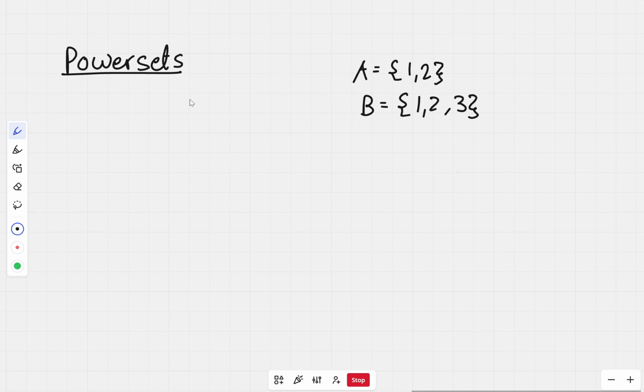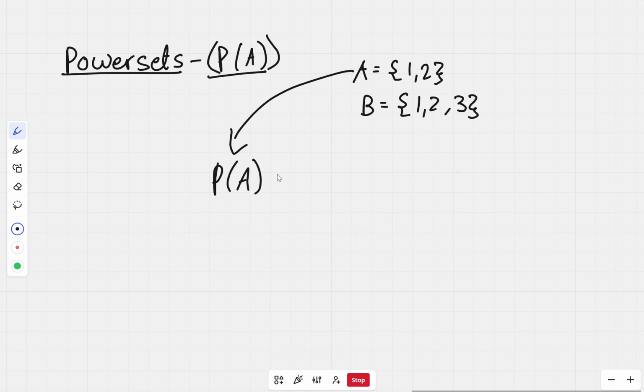Power sets. The power set of set A is the set of all possible subsets of A. The notation for it is P(A). Now taking the same example of A and B, A with elements 1 and 2 and B with elements 1, 2 and 3. We don't need B for this example, but we'll just keep it here. Now for A, if we talk about the power set of A, then what is the answer? The power set of A contains all the possible subsets of A.